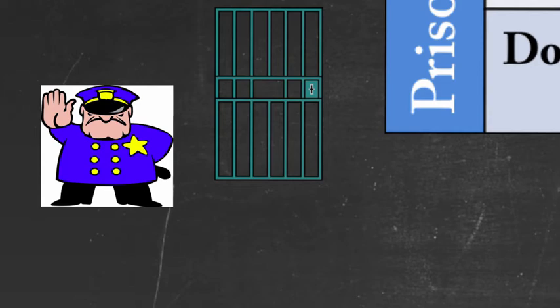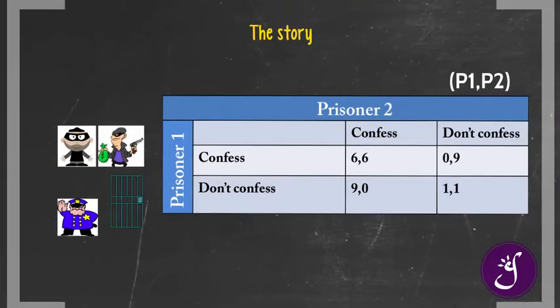And the final scenario is if one prisoner or one player confesses and the other one doesn't, one of them will get 9 years in prison and the other one gets let off free. We can summarize this information on the table below.